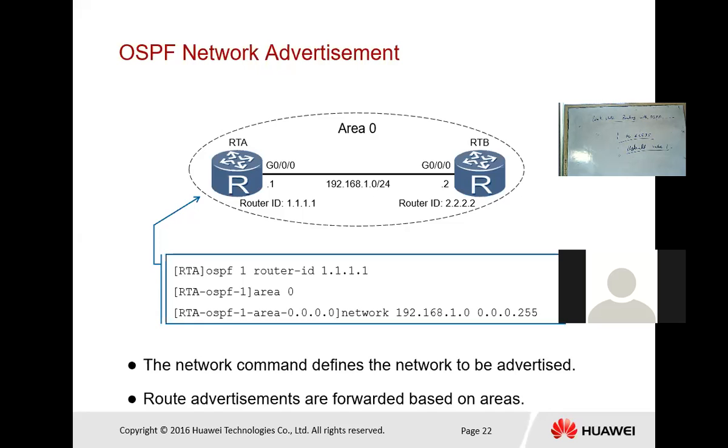The router ID can be assigned using the command OSPF router ID: OSPF, then process ID, then router ID, where router ID refers to the ID that is assigned to the router.